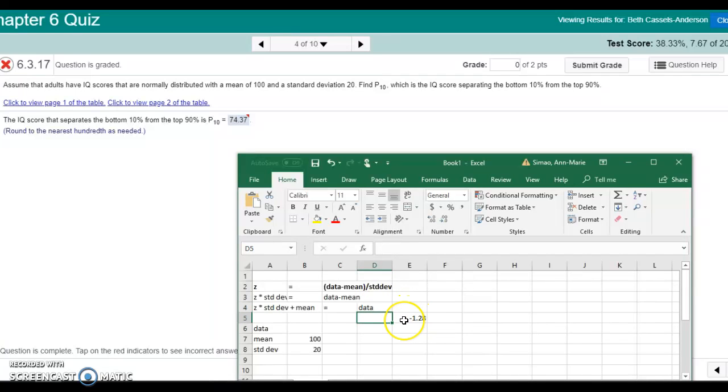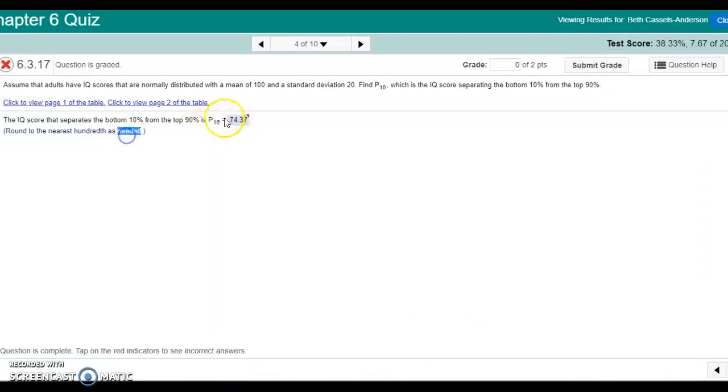So now this is going to be my z-score of negative 1.28, because I want less than 10%, and that's the z that goes along with it. My mean is 100 and my standard deviation is 20. So I take that z-score of negative 1.28 times that standard deviation, and then add to that my mean of 100. So 100 plus negative 1.28 times 20 gets me 74.4. And so the IQ score is going to be 74.4.